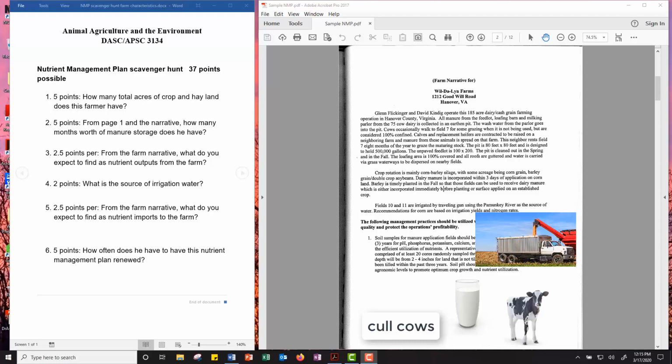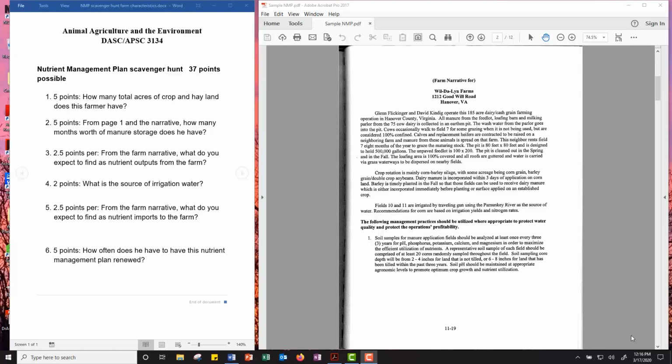I see no evidence here that he's exporting manure, so manure would not be a correct answer here. So answers for number 3 would be milk, calves, cull cows, and grain, 4 of them. The next question is, what is the source of irrigation water?